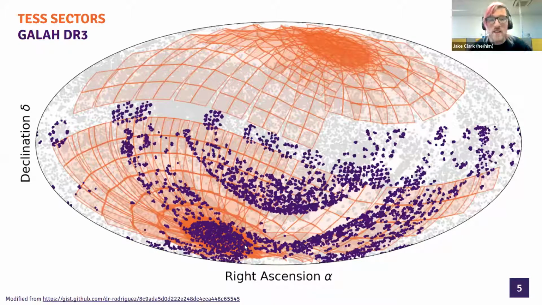So GALAH DR3 is immensely important to the exoplanet community because not only does it include just general stars that have been observed by TESS outside of the K2 and TESS continuous viewing zones, but also with those zones in mind of actually trying to find planets in those particular areas.